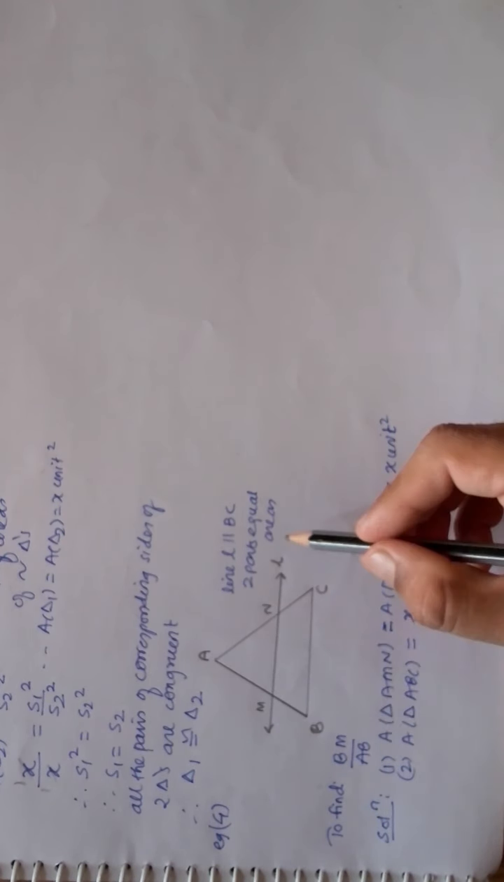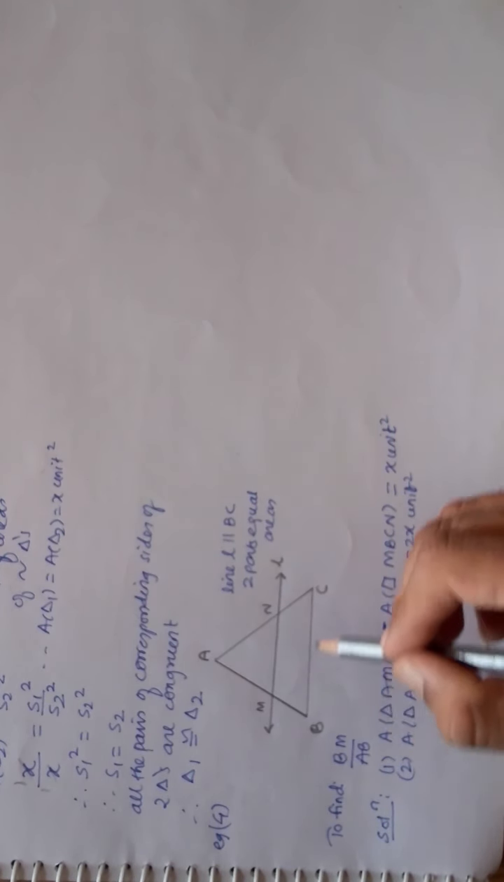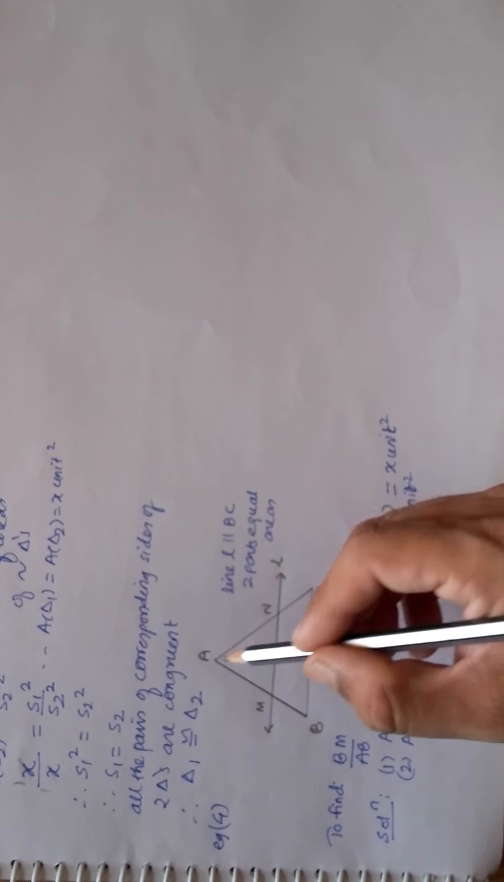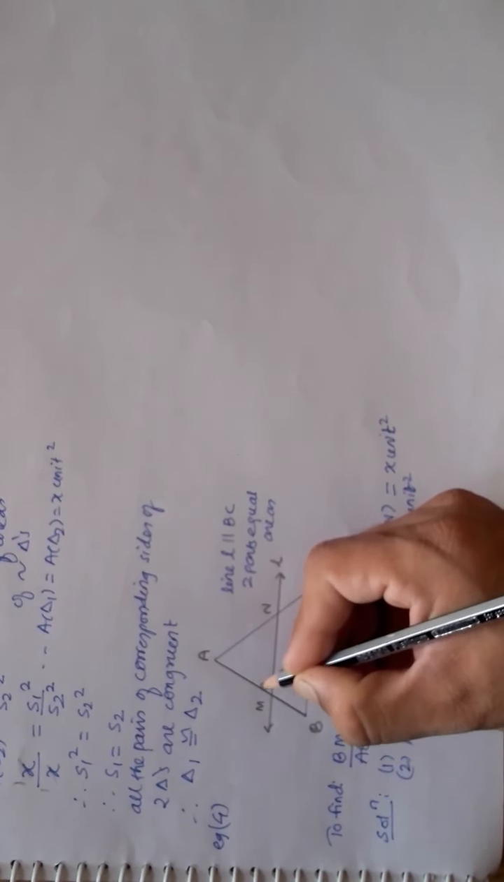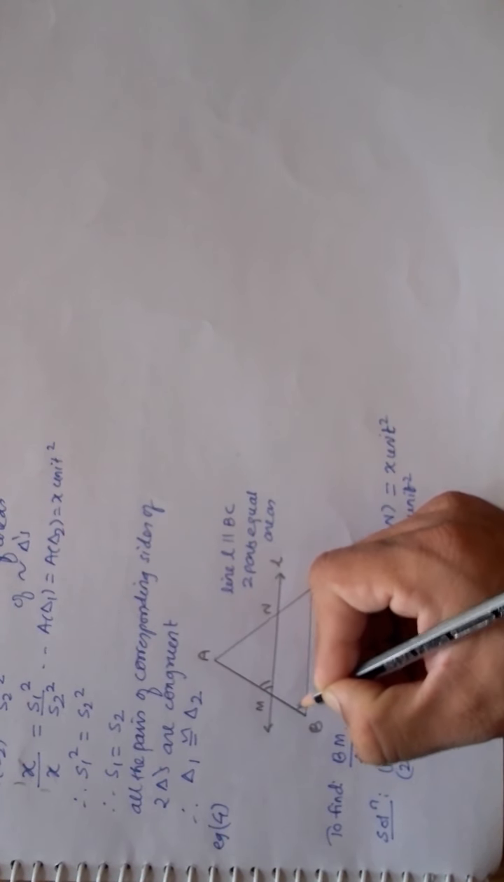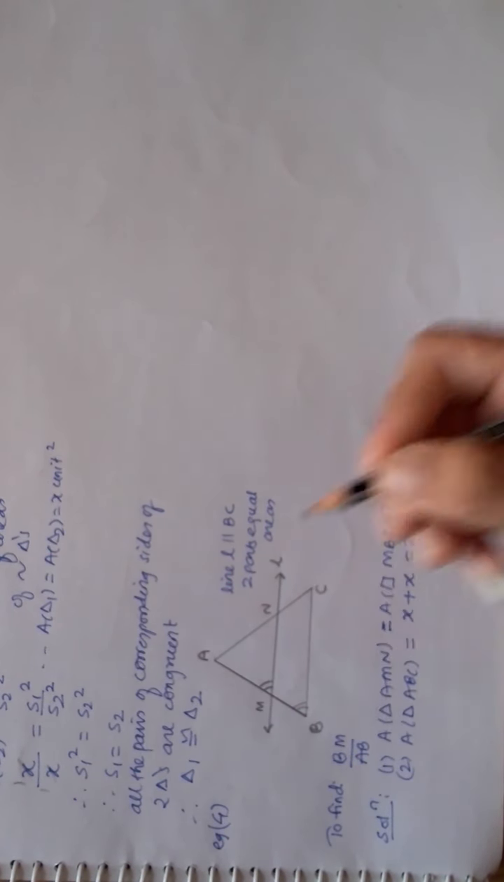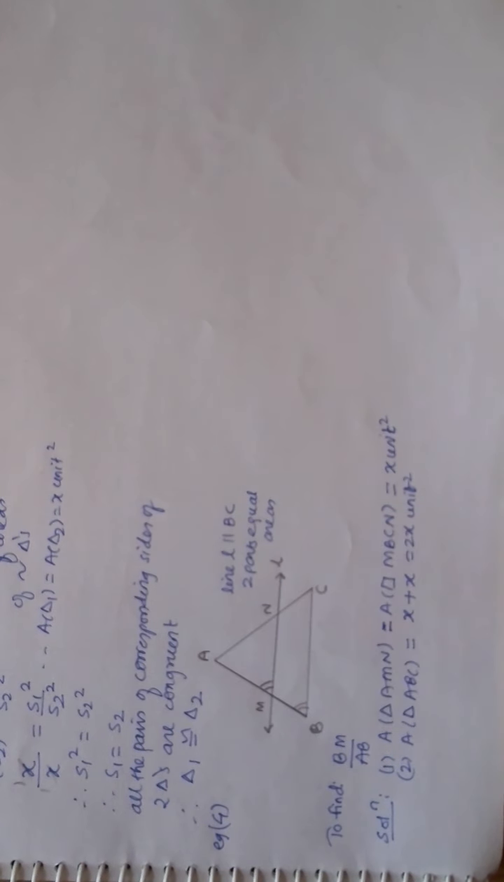Line L is already parallel to BC, and this AB is the transversal. So angle AMN and angle ABC are corresponding angles. Since the lines are parallel, the pair of corresponding angles are congruent. So these two angles are congruent, and angle A is already common. That means these two triangles can be shown similar very easily using the AA test for similarity.